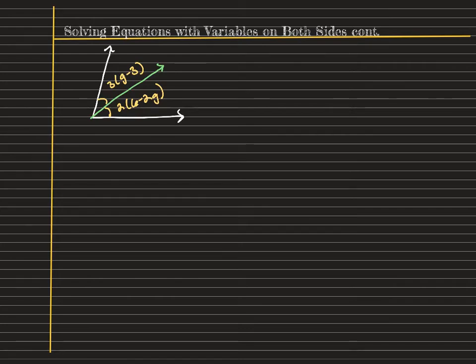Okay, we're going to continue our conversation about solving equations with variables on both sides, and we're going to start with an angle bisector problem again. And I know this is an angle bisector because it's been split into two congruent angles by this green ray. So we're going to solve for g, and to start, we're going to set up our equation.